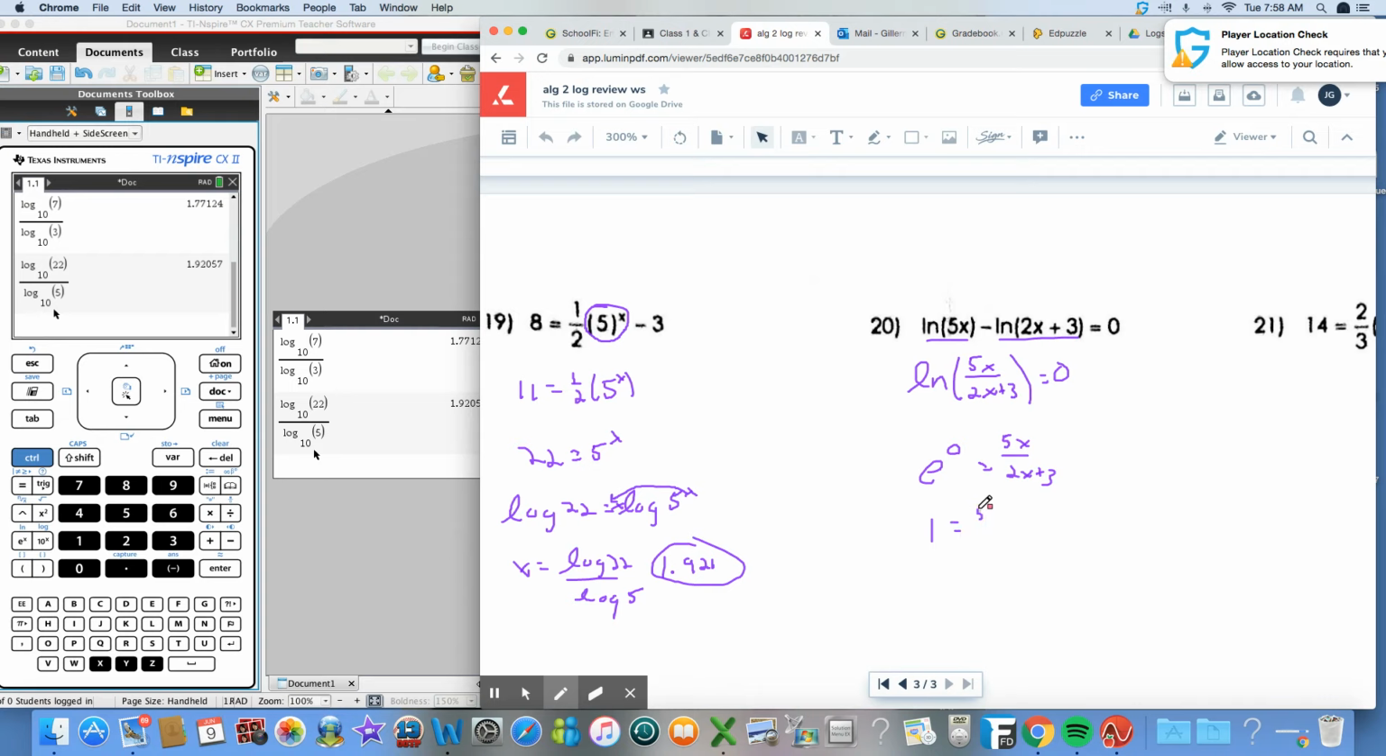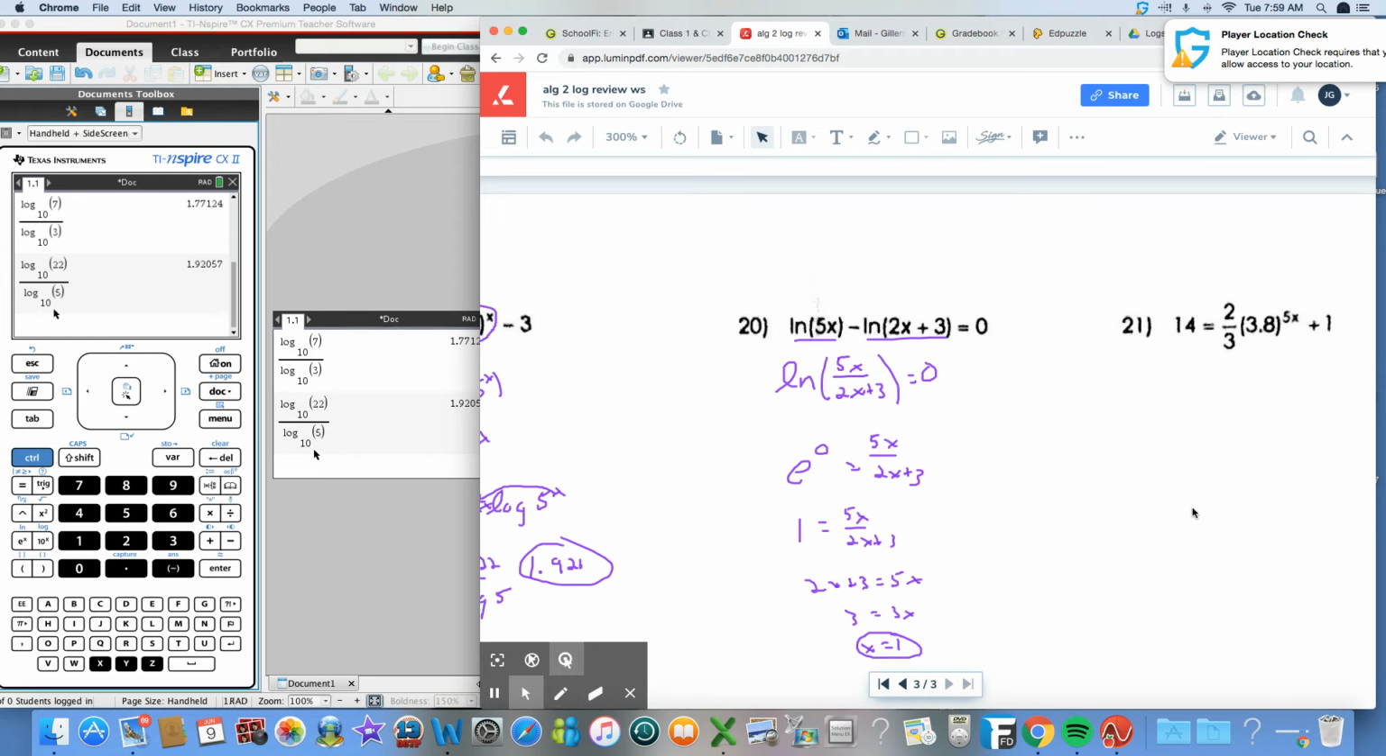1 equals 5x over 2x plus 3, which means 2x plus 3 is equal to 5x, which means 3 is equal to 3x, which means x equals 1. All right, you plug that back in and make sure you get all positives. You do, you're good. All right, 21.